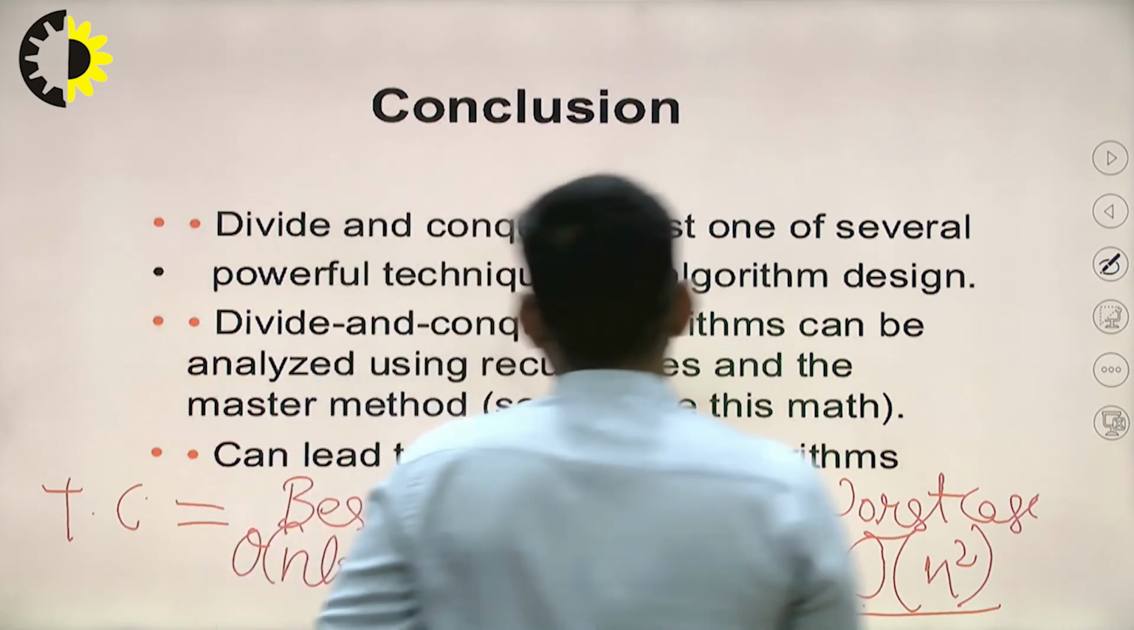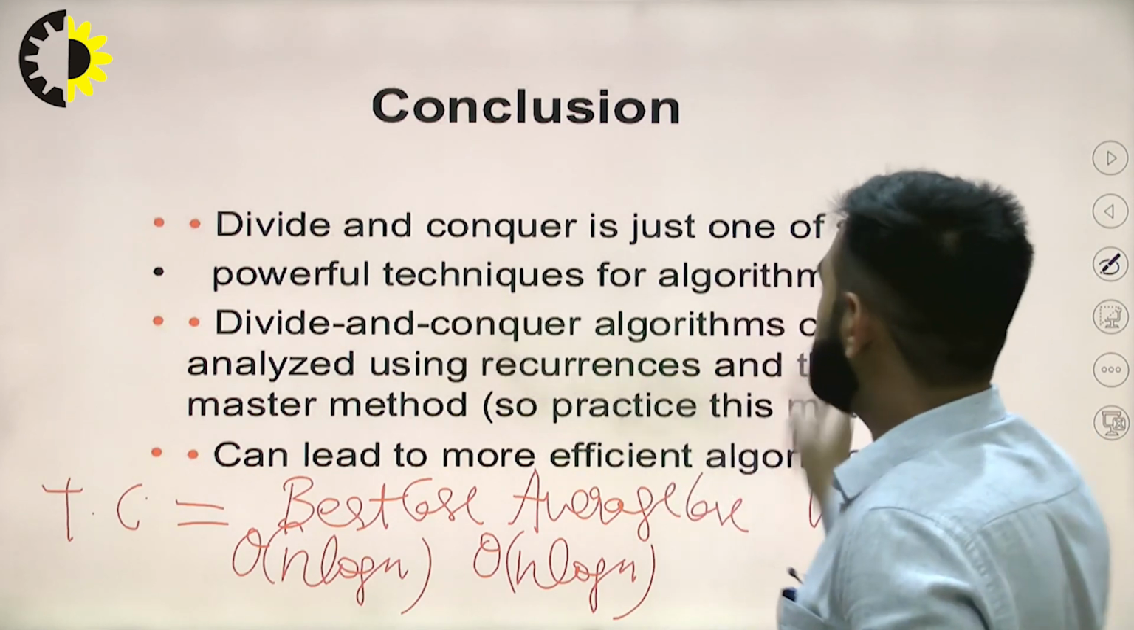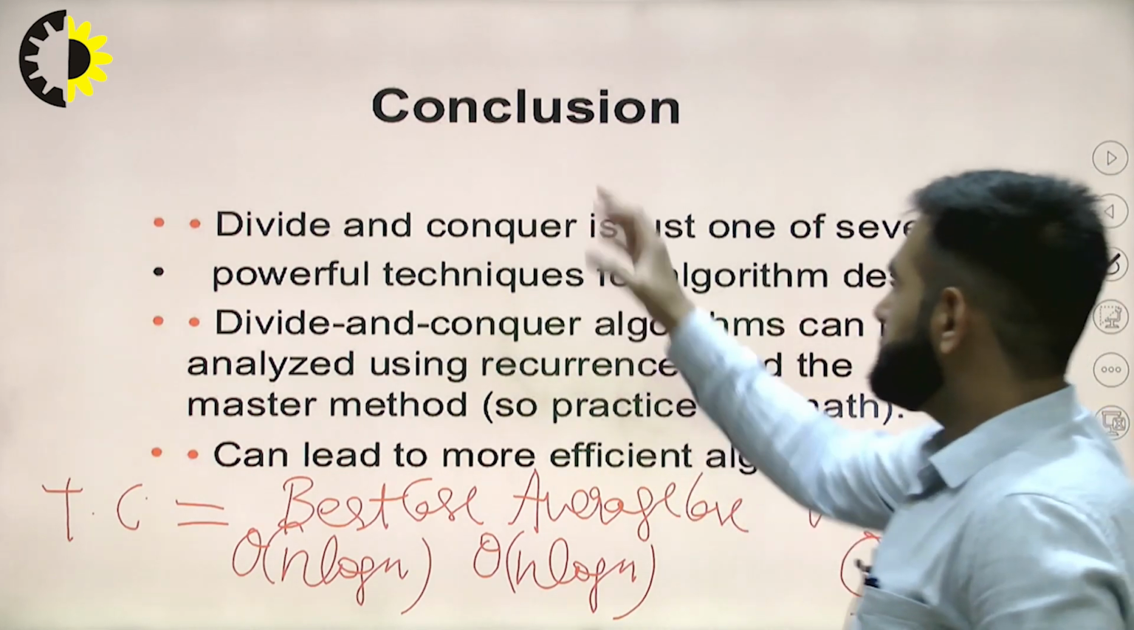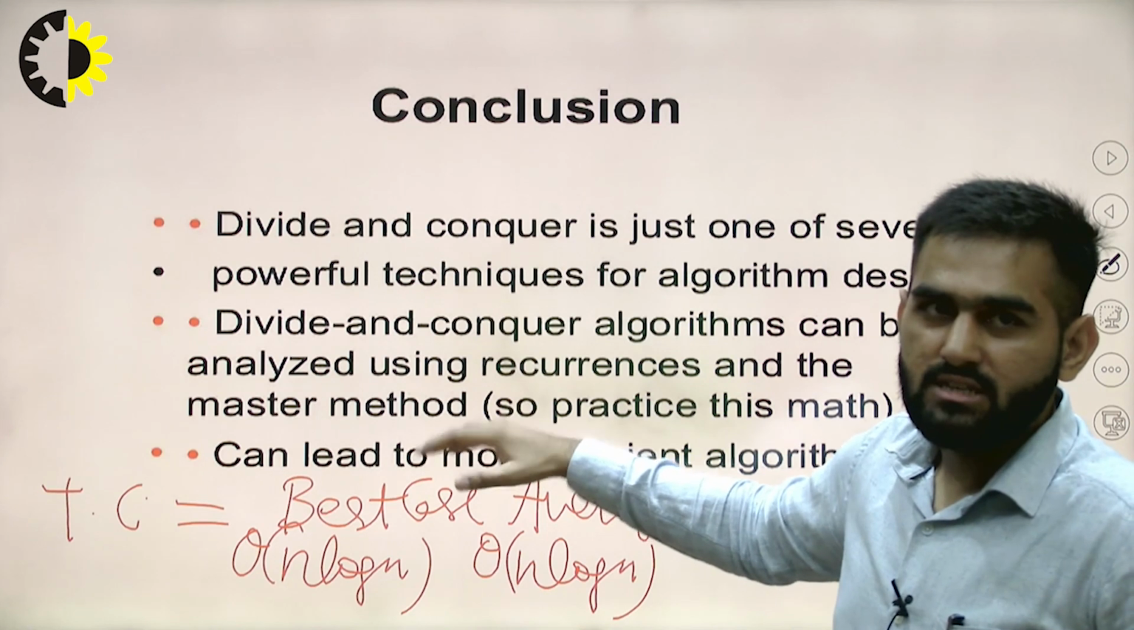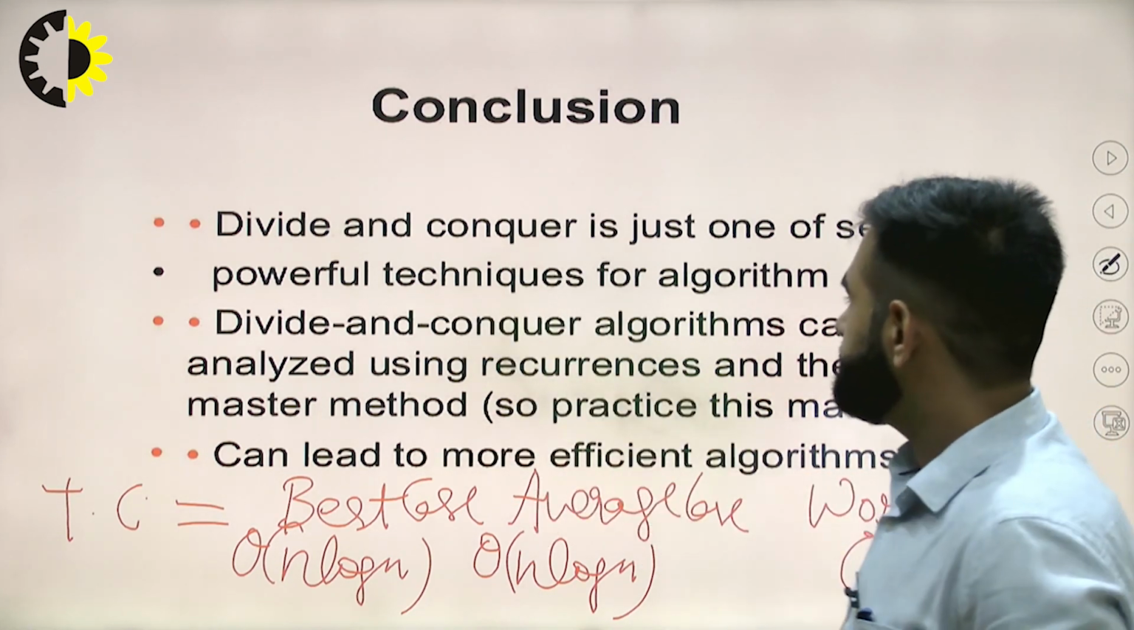Now, the conclusion part. Divide and conquer is just one of the several powerful techniques for algorithm design. In divide and conquer, we have seen the complexities and the algorithm part of quicksort, which can lead to the most efficient algorithm. So that's it.